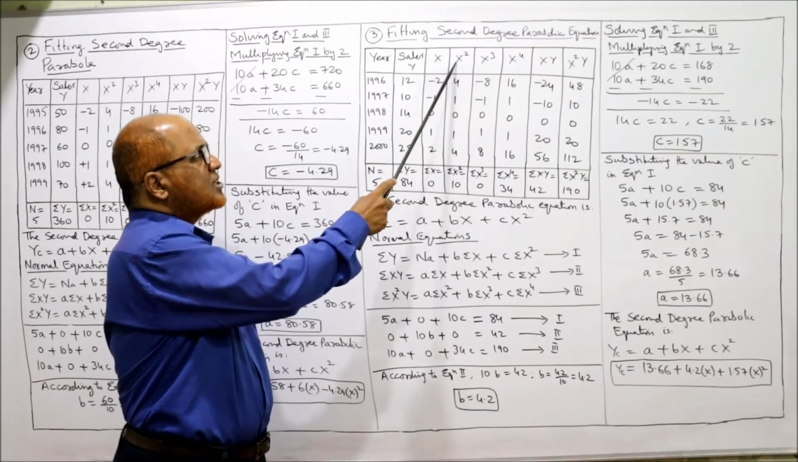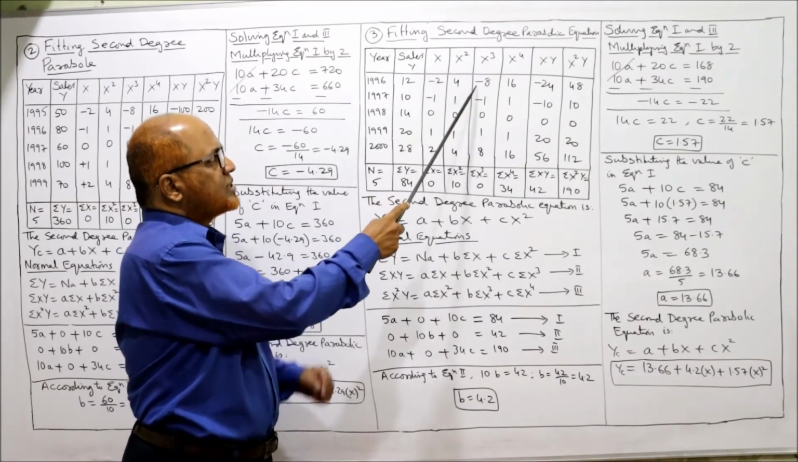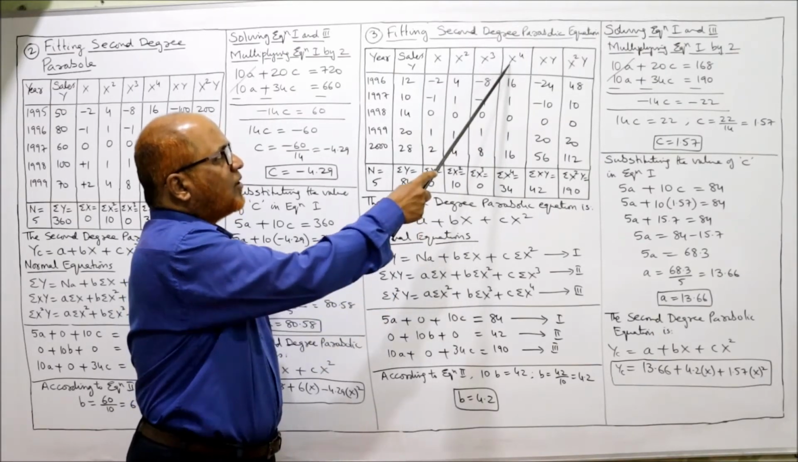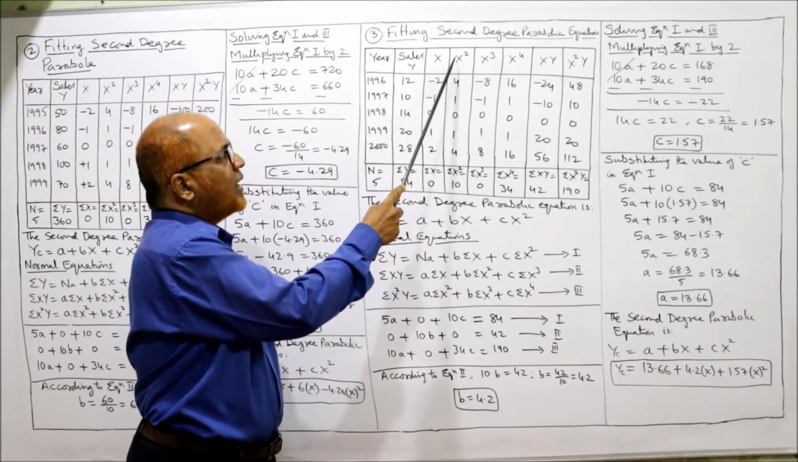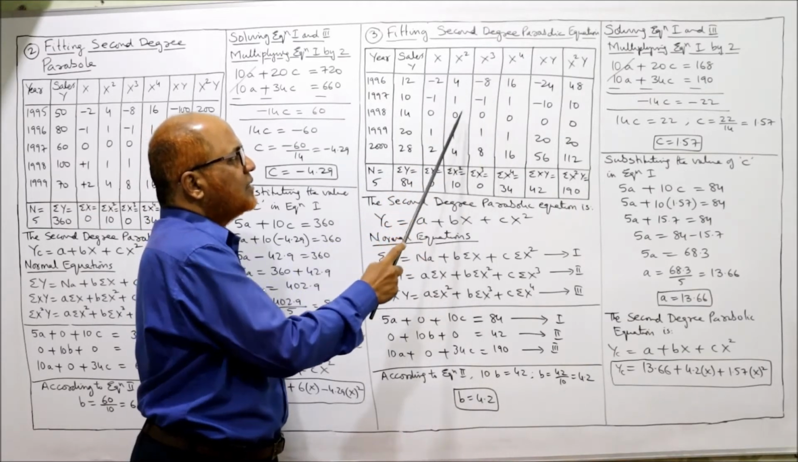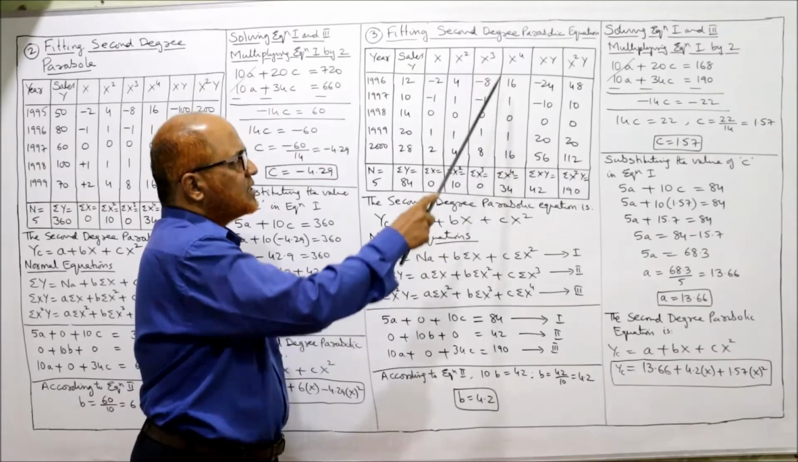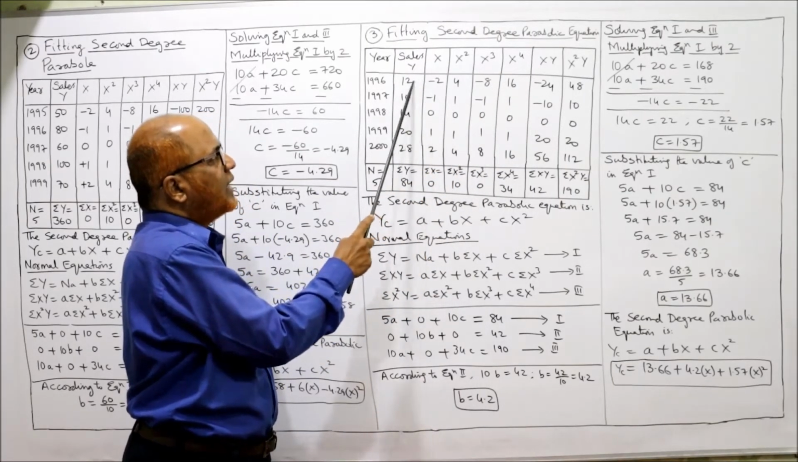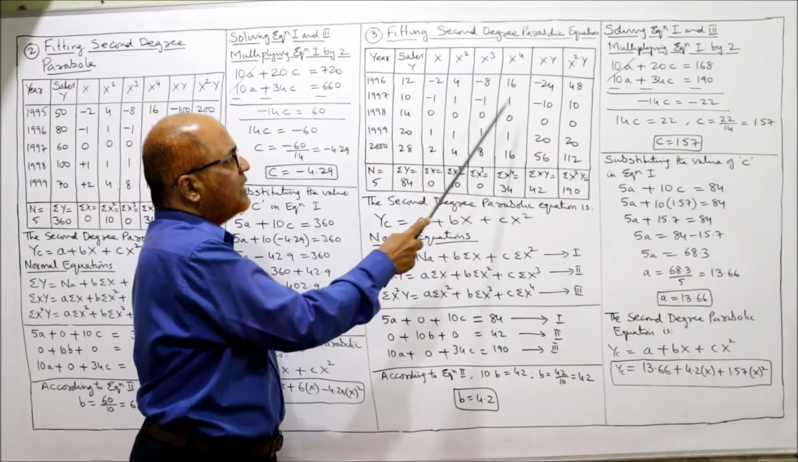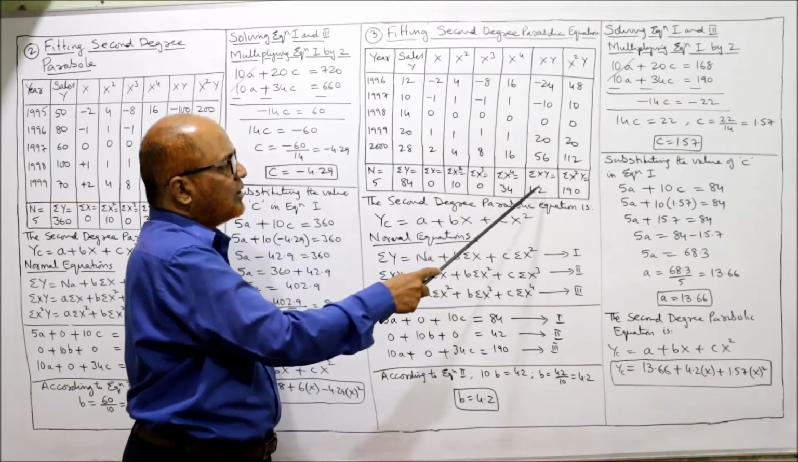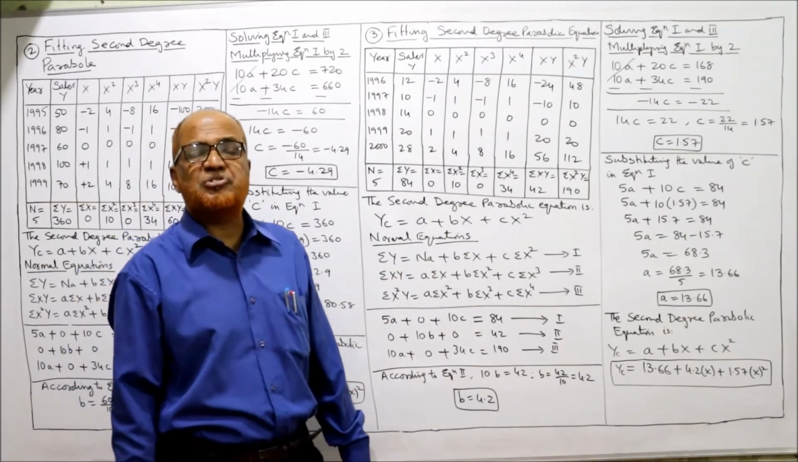X cube, X square into X. So 4 2s are 8, minus 8, minus 1, 0, 1, 8. X to the power of 4, X square into X square, you will get X to the power of 4. 4 4s are 16, 1, 0, 1, 4 4s are 16, 34. XY, multiply X into Y. 12 into 2, minus 24, minus 10, 0, then 20, 56. So we got 42, summation XY.